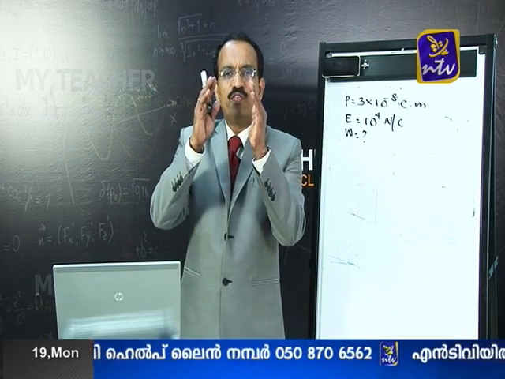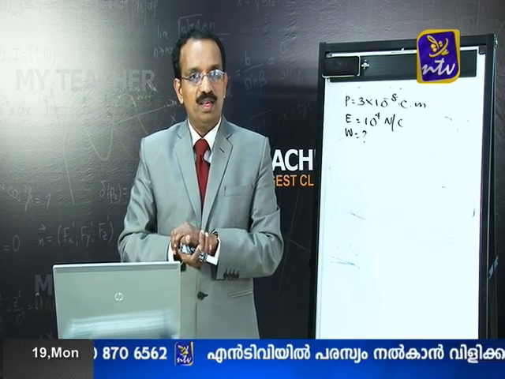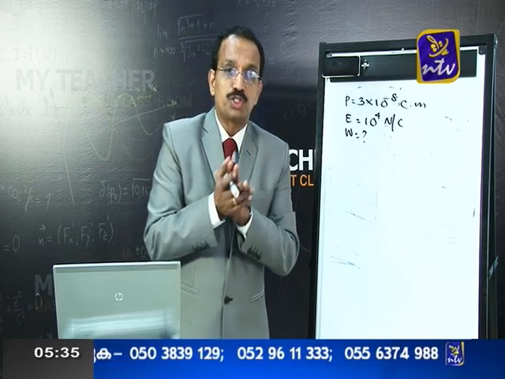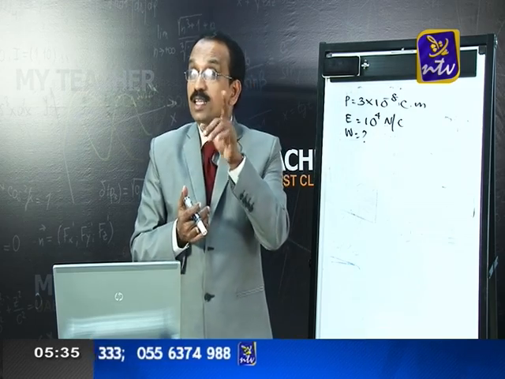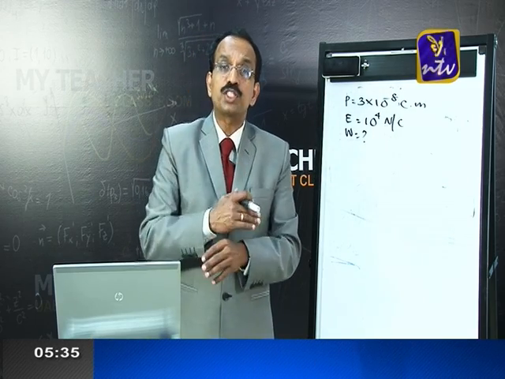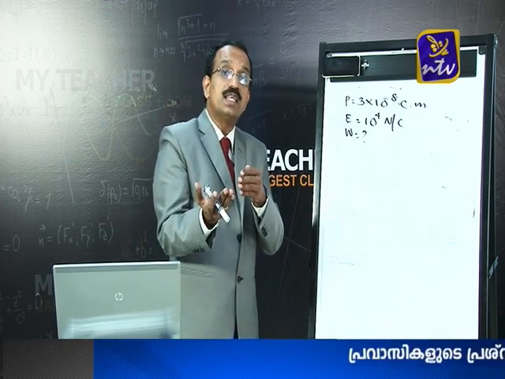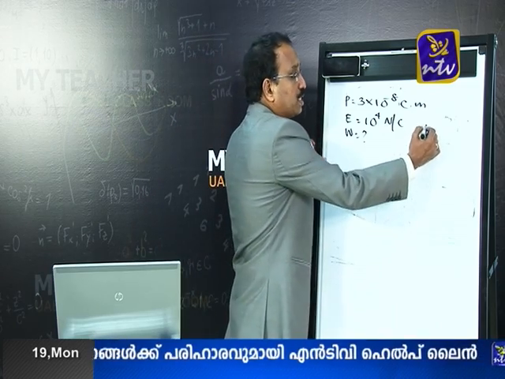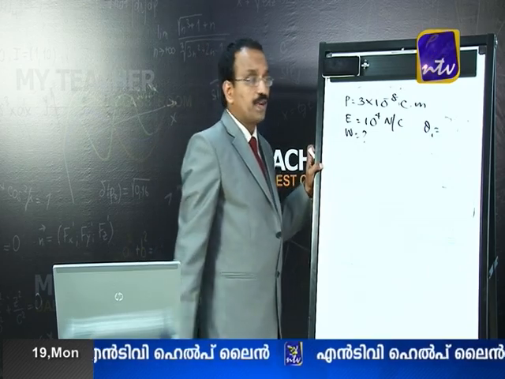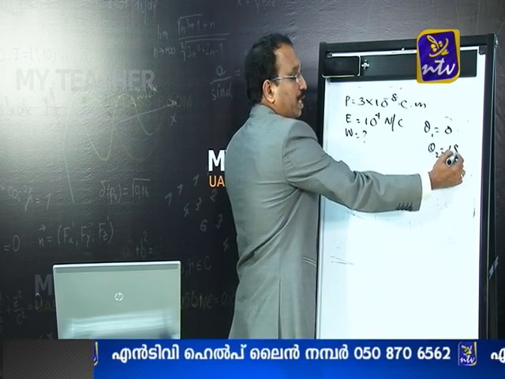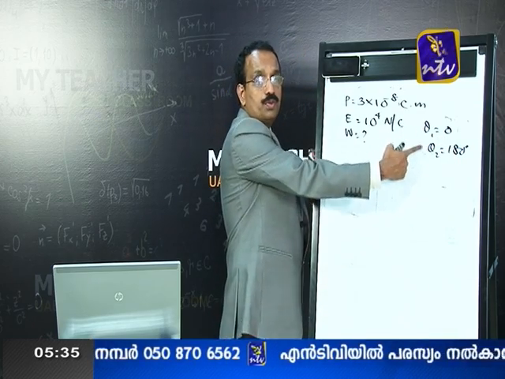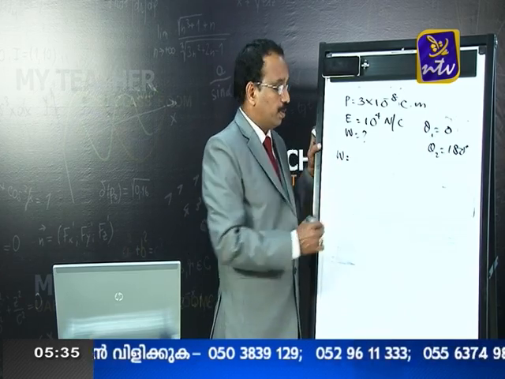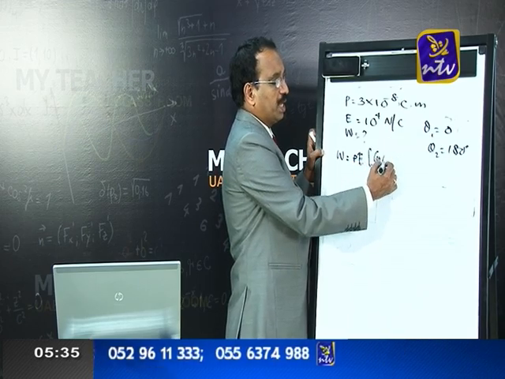First, let us see the meaning of stable and unstable equilibrium. Stable equilibrium means minimum potential energy, which is when theta is 0, and maximum potential energy comes when theta is 180 degrees, where theta is the angle between the dipole moment and the electric field intensity. So we have to calculate the work done to rotate it from 0 degrees to 180 degrees. That is the meaning of stable to unstable equilibrium. So what is the equation for the work done to rotate the dipole? P E into cos theta 1 minus cos theta 2.